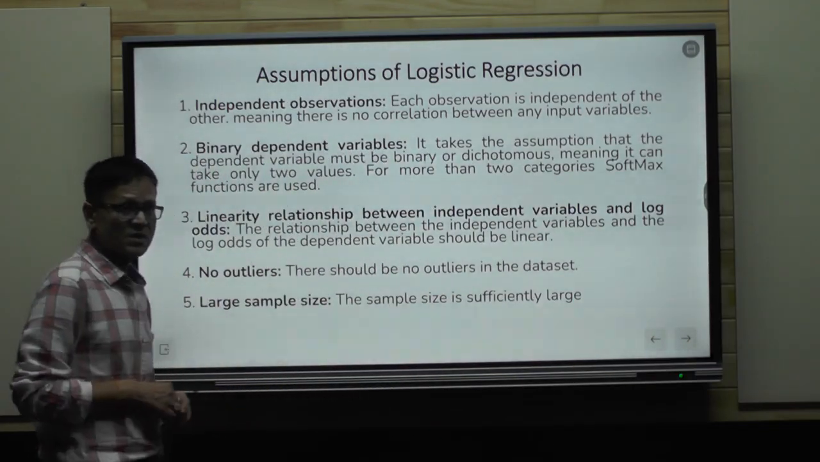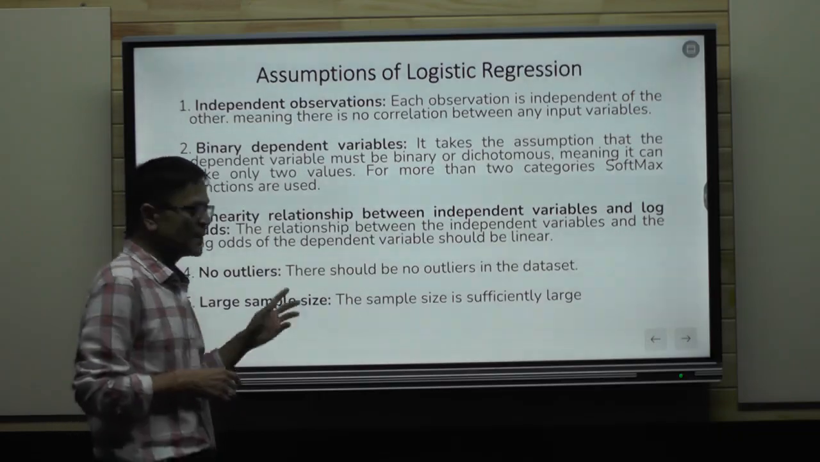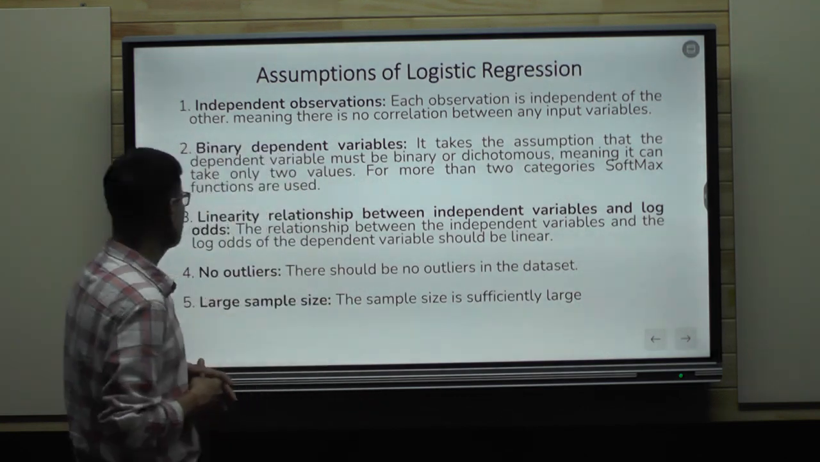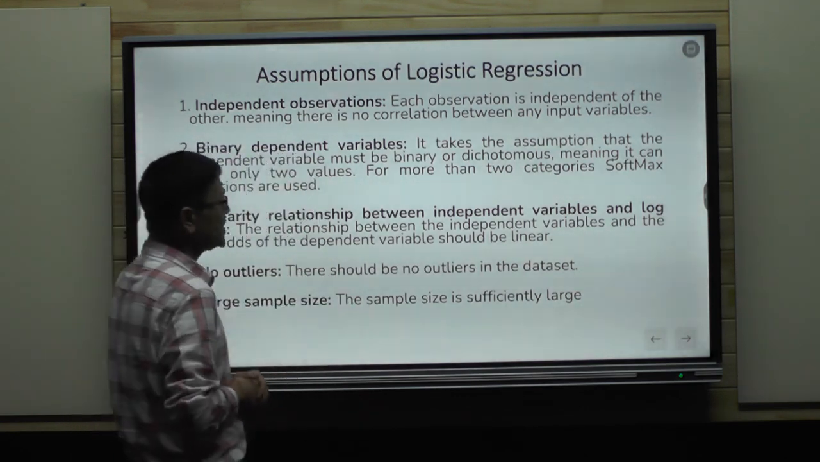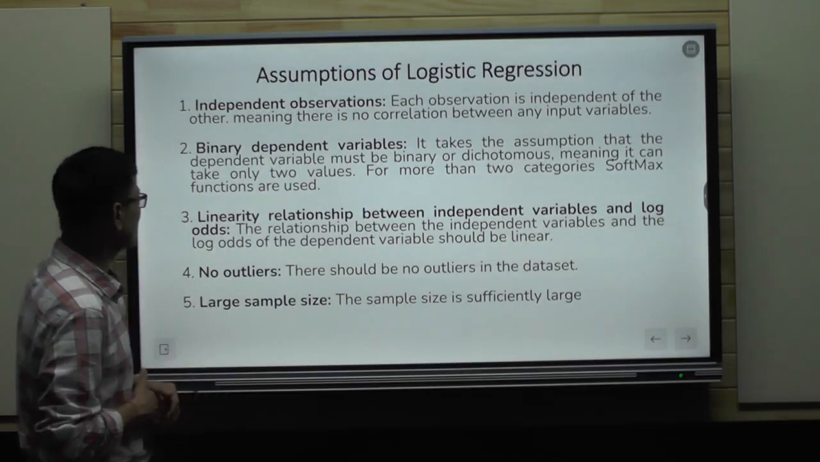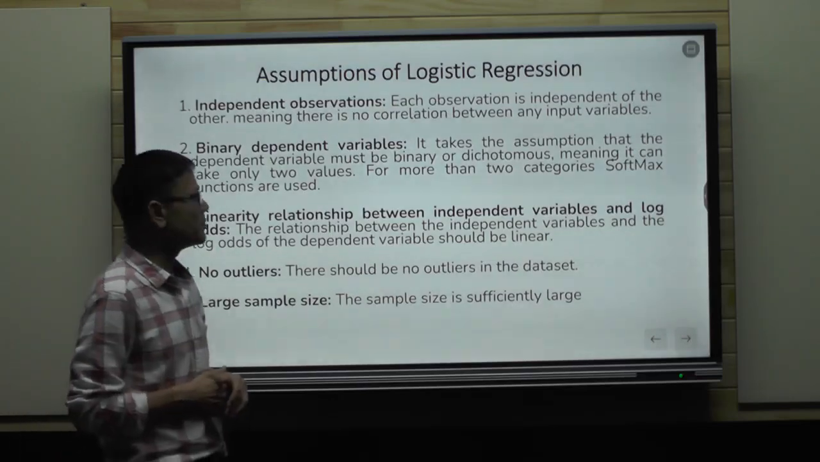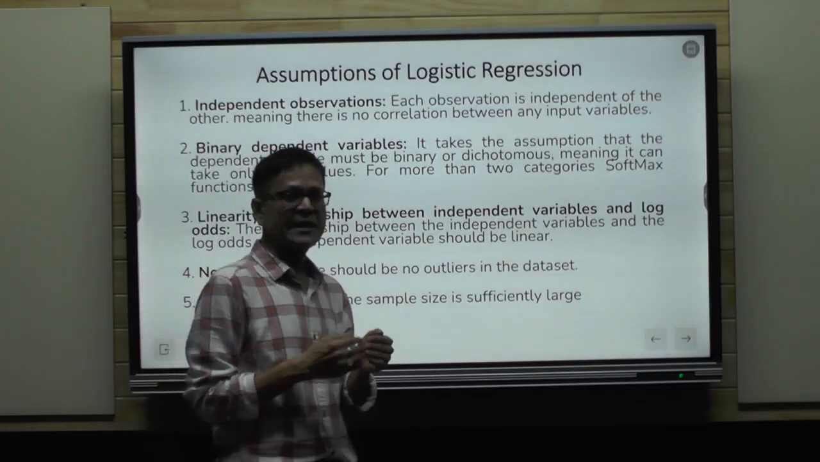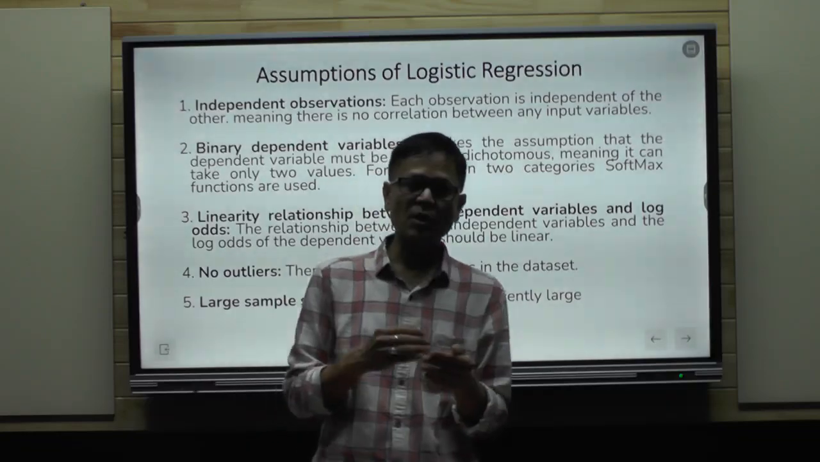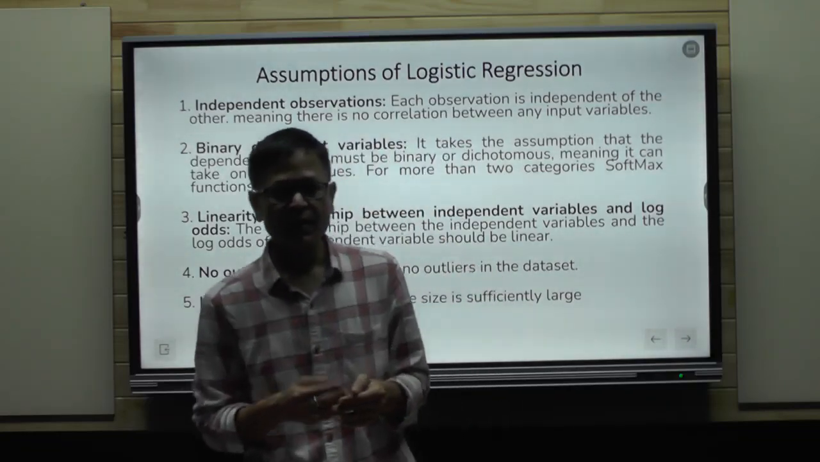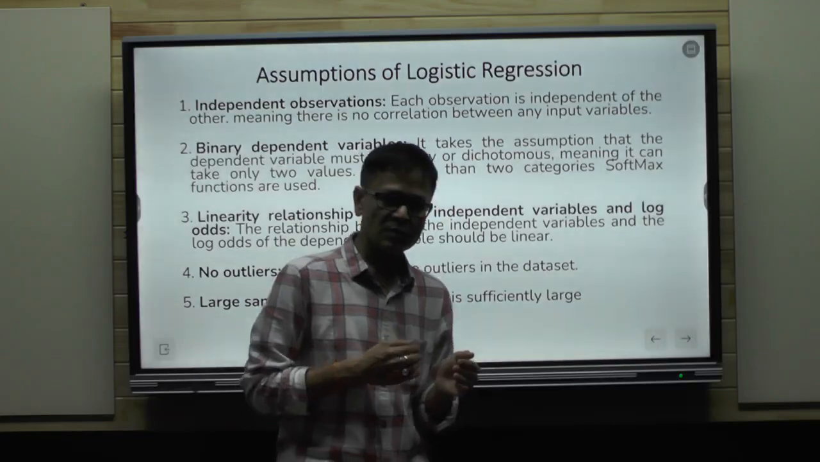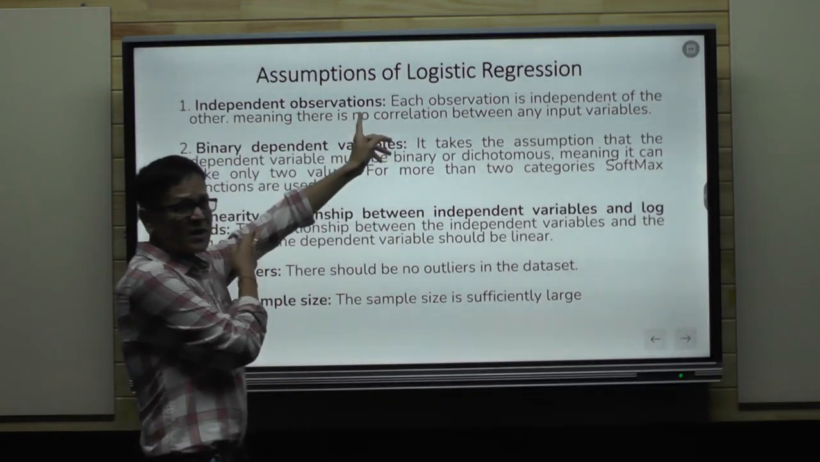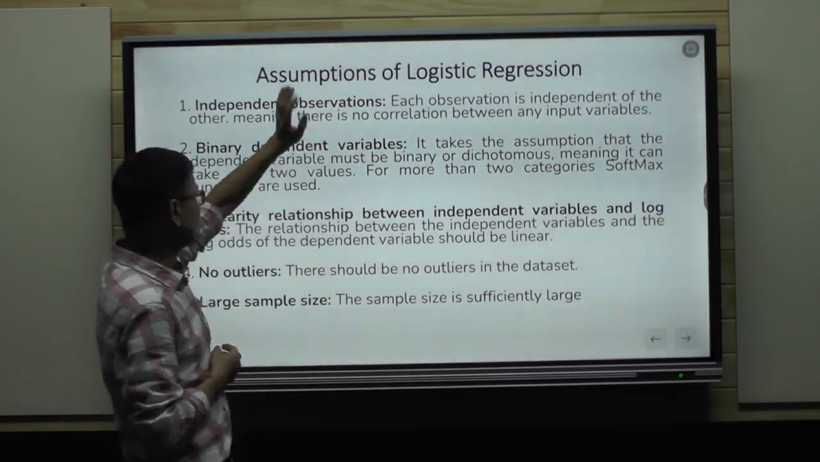So, assumptions of logistic regression. After completing this, our foundation base is clear. First, each observation is independent of the other, meaning there is no correlation between any input variable. So the first data point or the first record in the data set is independent of the second. Each observation you make for a certain feature is independent of the other.